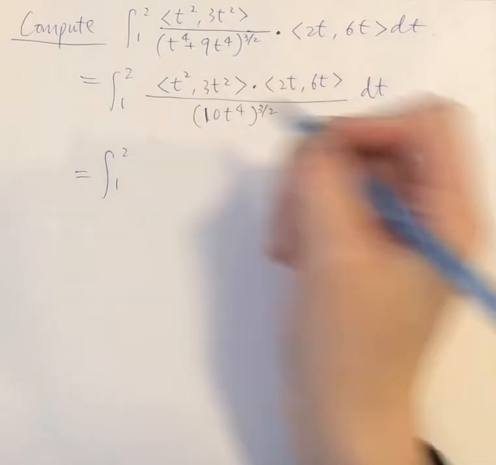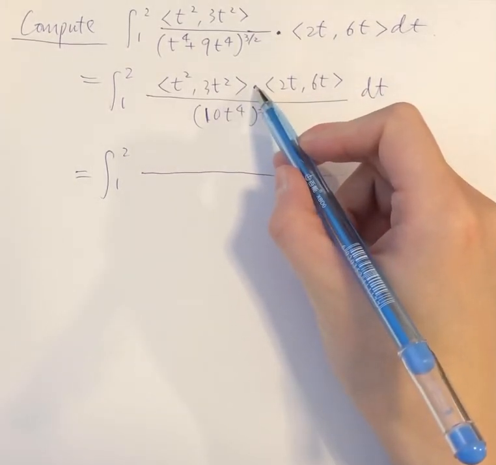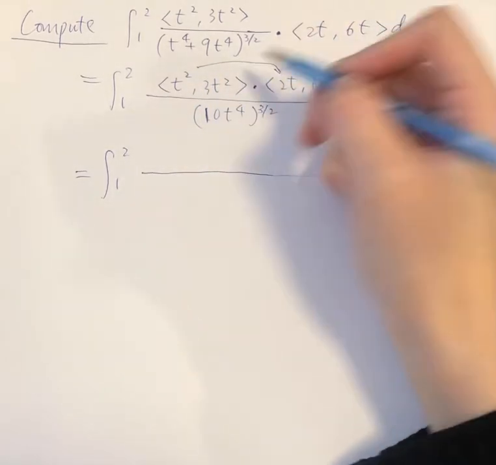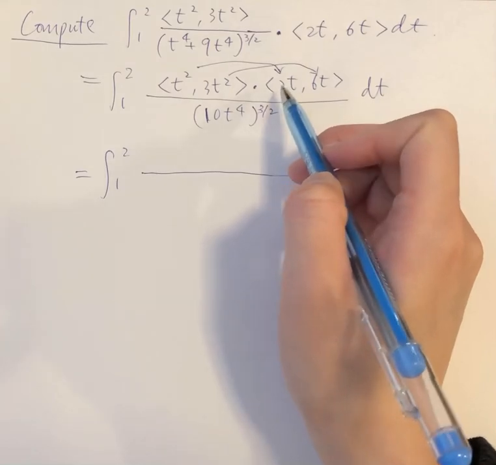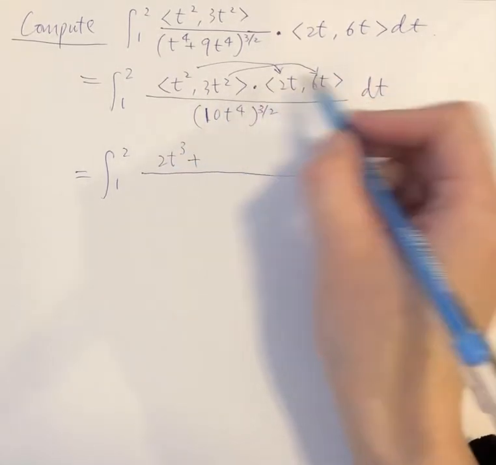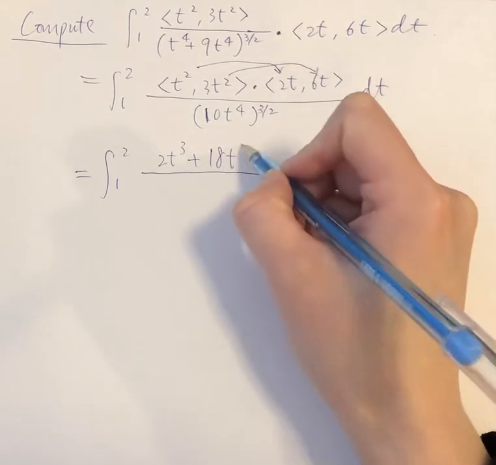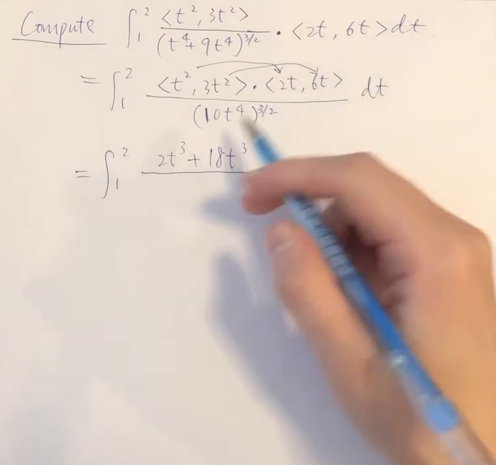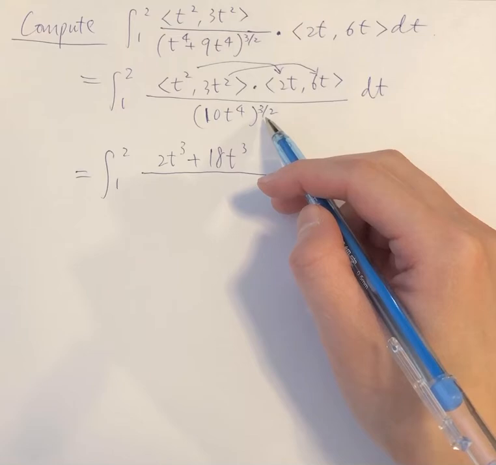Okay, so the numerator, a dot product of two vectors, is you multiply component-wise and then add up. So it's t squared times 2t, which is 2t cubed, plus 3t squared times 6t, which is 18t cubed. So that's the numerator. Denominator, it's kind of sticky.